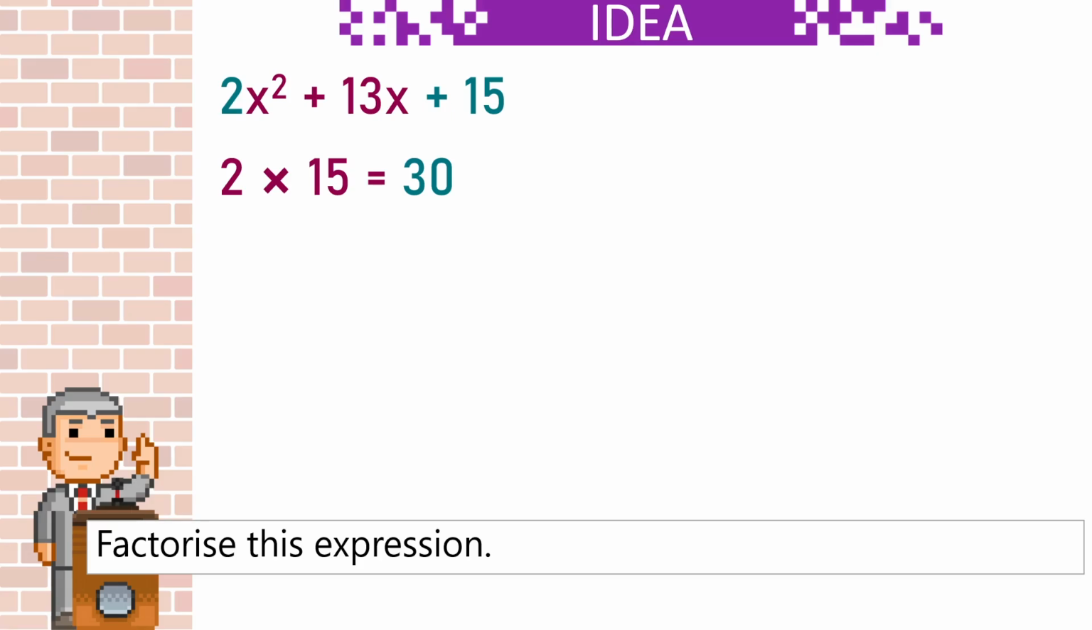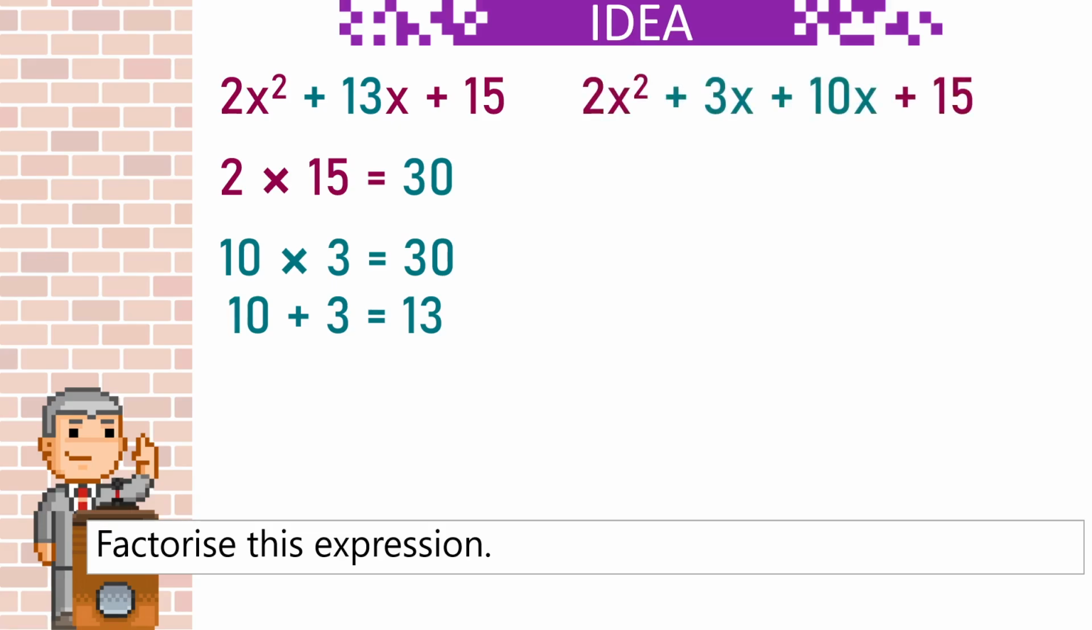Next, we need two numbers that add together to make the 13, which is the coefficient of the x, and multiply together to make 30. So that would be 10 and 3. 10 times 3 is 30, and 10 plus 3 is 13. Next, we rewrite the question, but instead of plus 13x, we use the 3 and the 10. So plus 3x plus 10x, or you could have it the other way around.